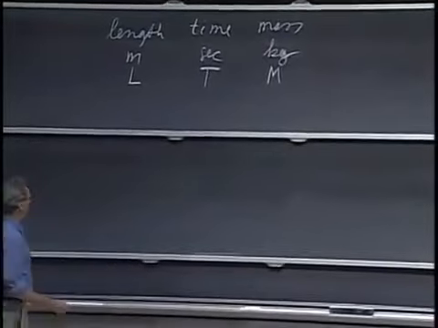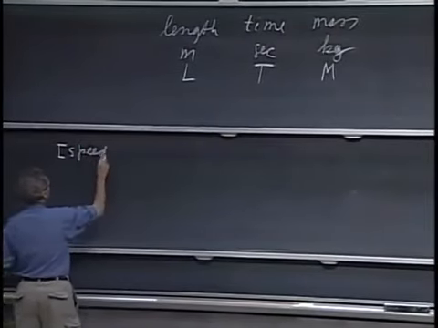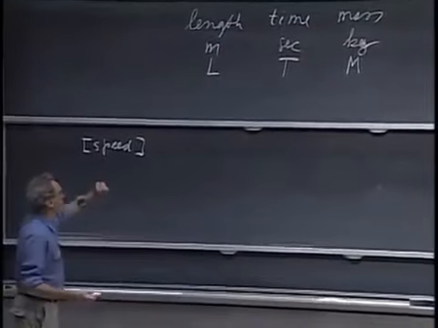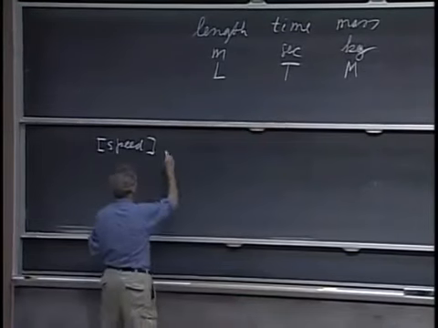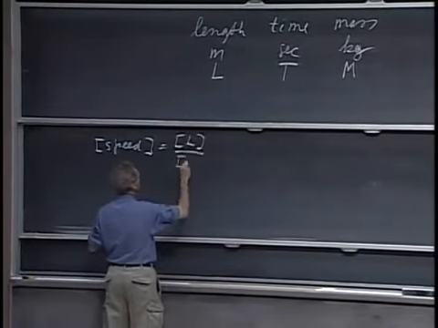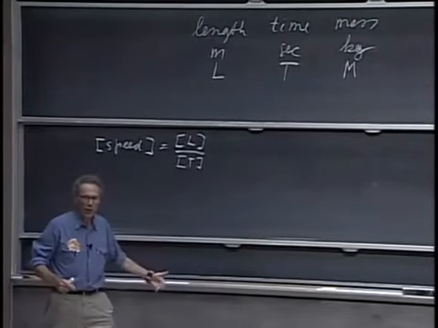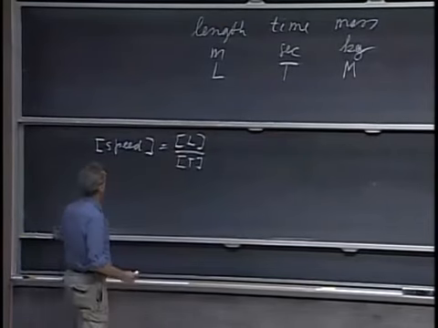I give you an example. I put a bracket around here. I say speed, and that means the dimensions of speed. The dimension of speed is the dimension of length divided by the dimension of time. So I can write for that bracket L divided by bracket T. Whether it's meters per second or inches per year, that's not what matters. It has the dimension length per time.